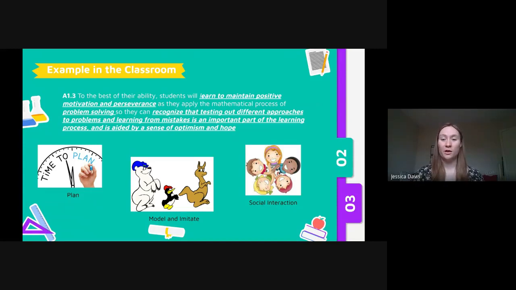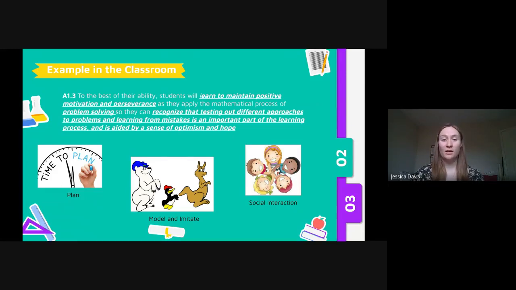Another thing that's really important to plan for in that lesson plan is to include social interactions, because students can also model and imitate their peers and learn from their peers. So for example, you could have them work and collaborate on a math problem together. So that way you could have students showing each other the different ways they can solve the problem, and also model and imitate perseverance to one another.